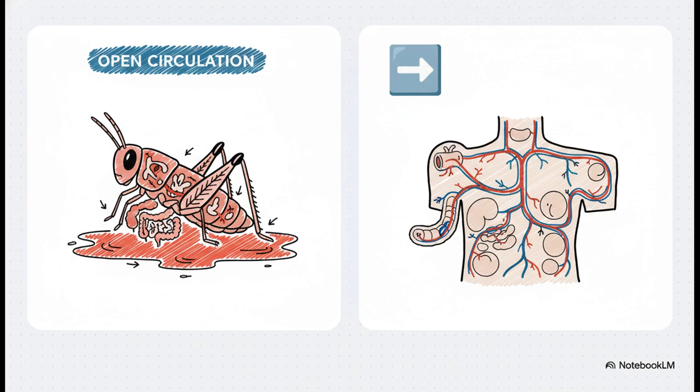In contrast, closed circulation, which we have, is like an incredibly efficient highway network. Blood is always contained inside vessels, arteries, veins, capillaries, which allows for much faster and more targeted delivery. This system is a must-have for active animals.